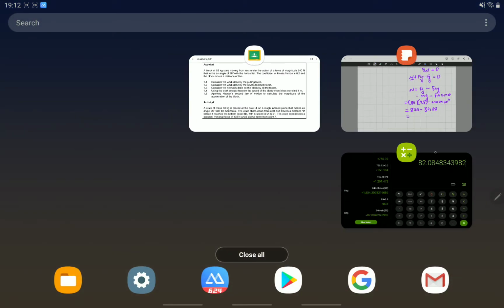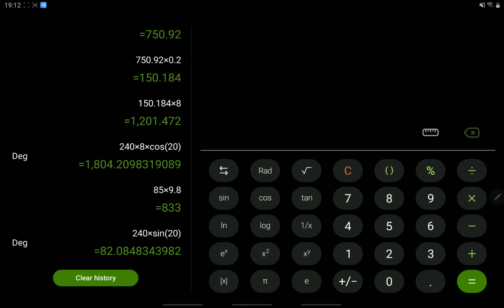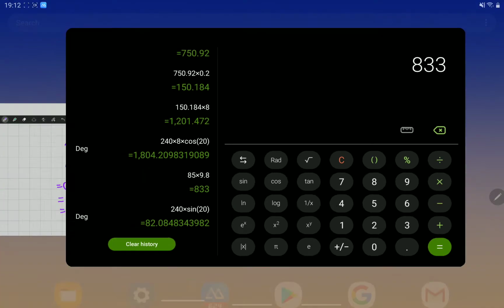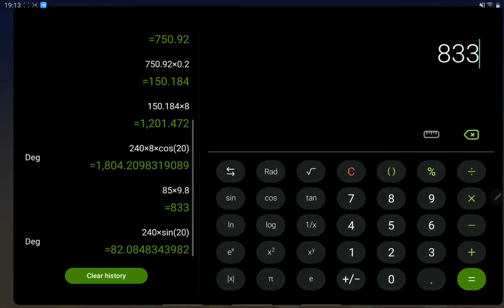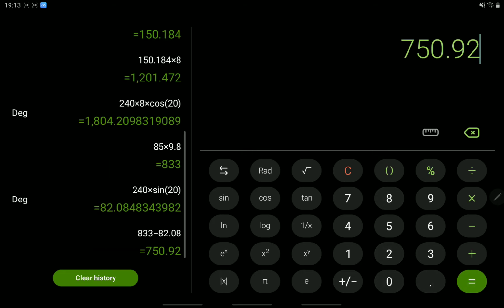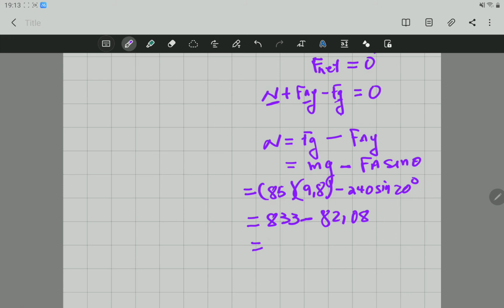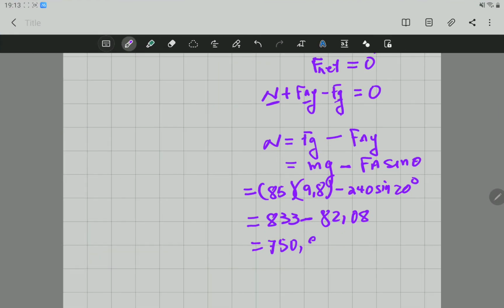All right, so now let's subtract those values. It's 833 minus 82.08, and that gives me 750.92 joules.